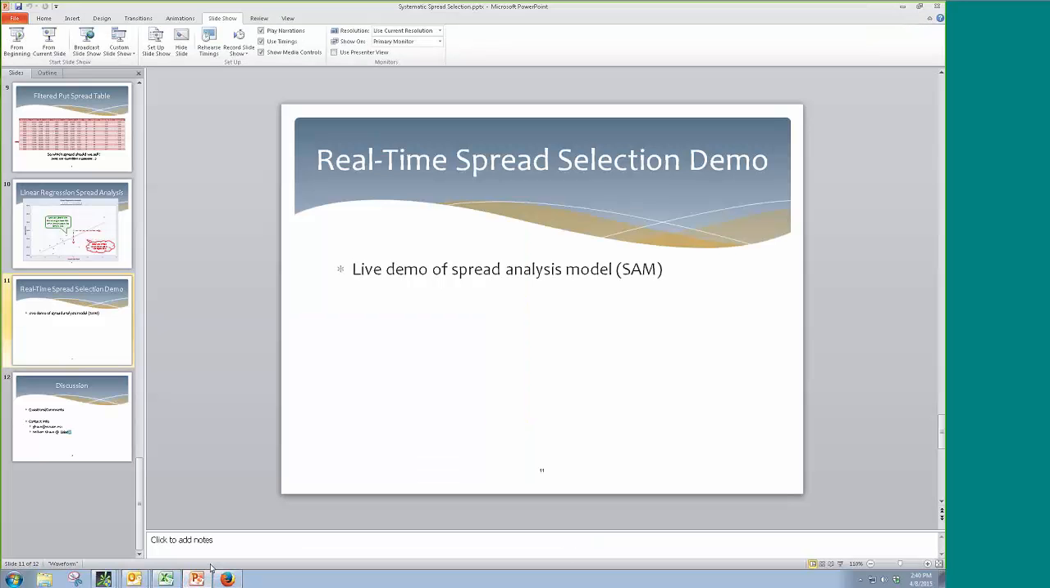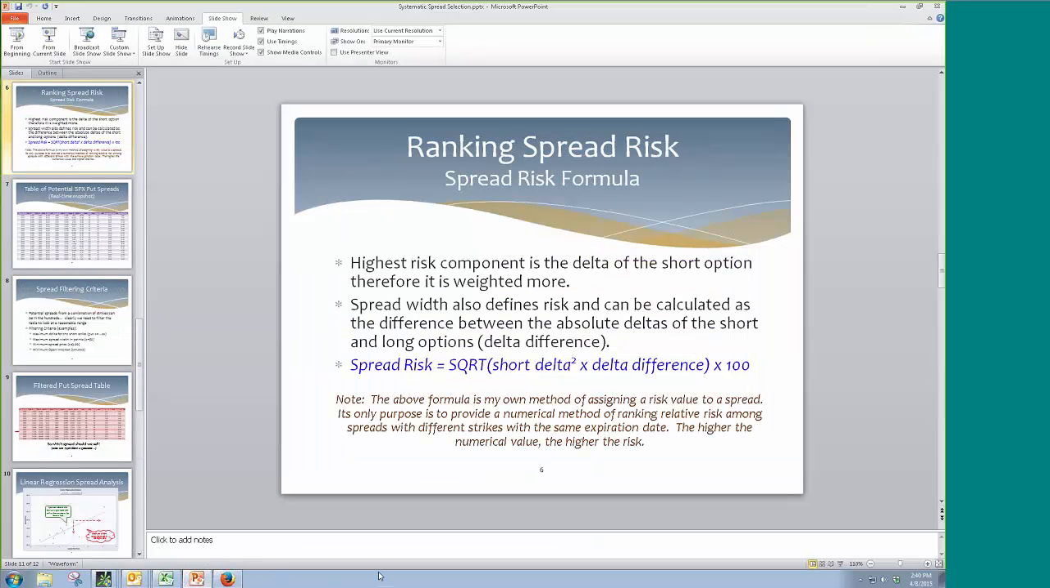That's this formula right here. Spread risk equals the square root of the short delta squared times the delta difference times 100. That's the formula that I'm using. So you can see I'm weighting the short delta higher than the delta difference. But the delta difference, or the width of the spread, of course, is a component that I look at.